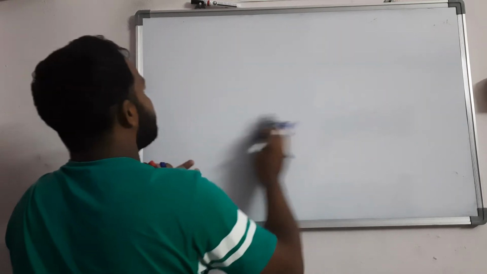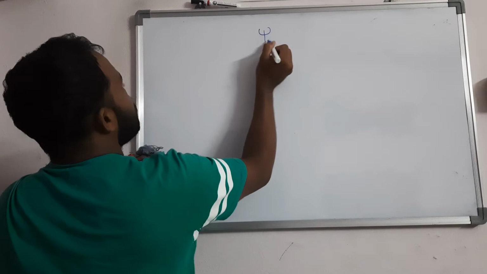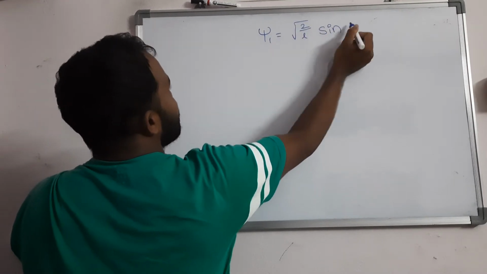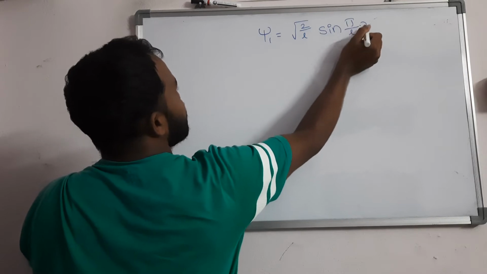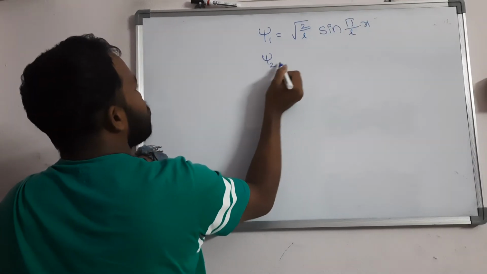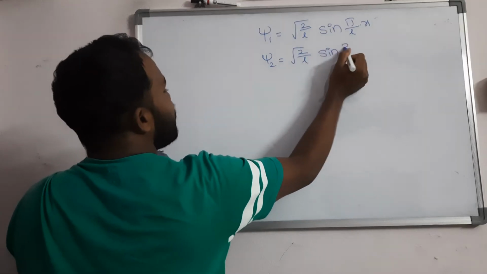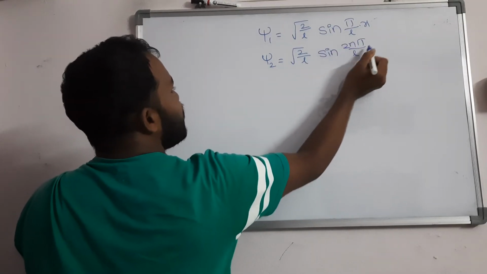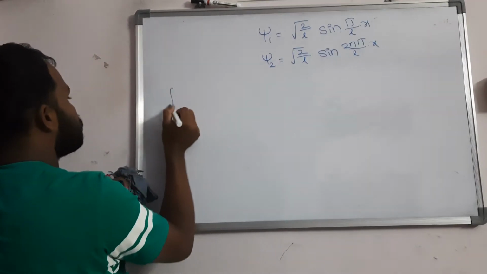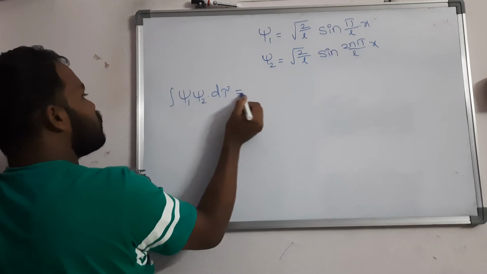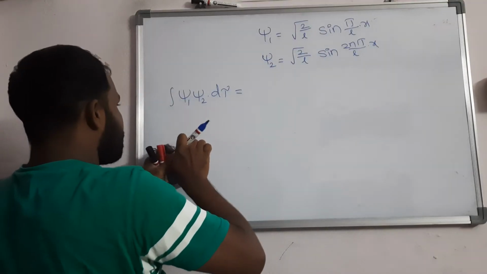So psi1 is root 2 by L into sin of pi by L into x, with n equal to 1. Psi2 is root 2 by L into sin of 2 pi by L into x. We have to prove that the integral of psi1 into psi2 into d tau is equal to 0. Now I am going to start.